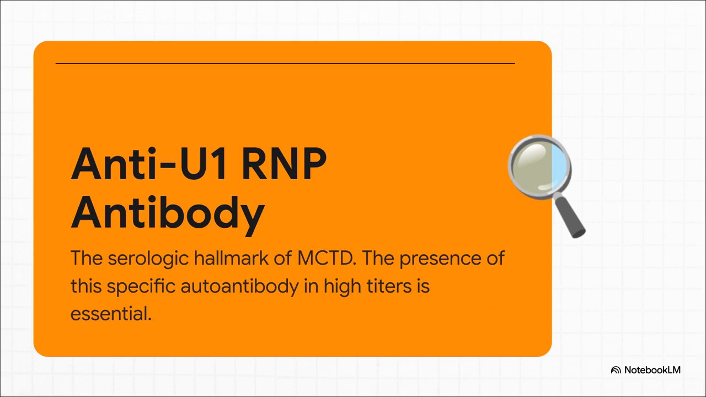And this is the smoking gun. The serologic hallmark, which is just a fancy way of saying the definitive sign found in the blood, for MCTD is a very specific autoantibody called anti-U1RNP. Now, other diseases can have this antibody, but the key for MCTD is that it's present in very high amounts, or what doctors call high titers. Finding these high levels is that aha moment when a doctor can finally solve the puzzle and say with confidence, this is mixed connective tissue disease.